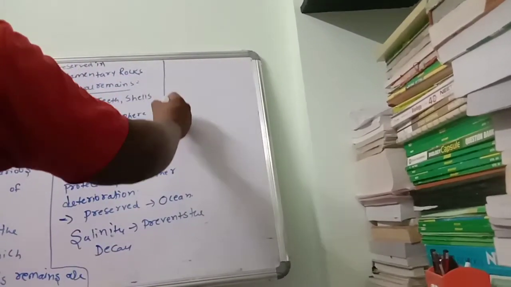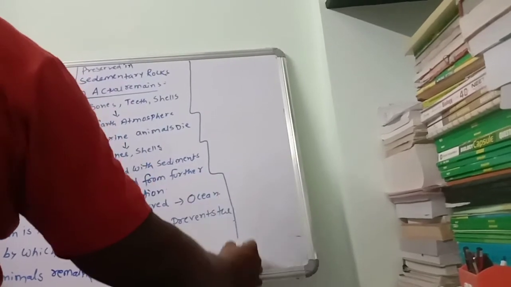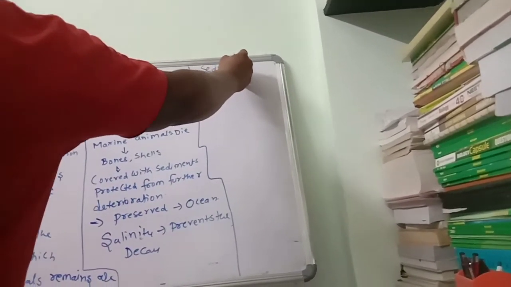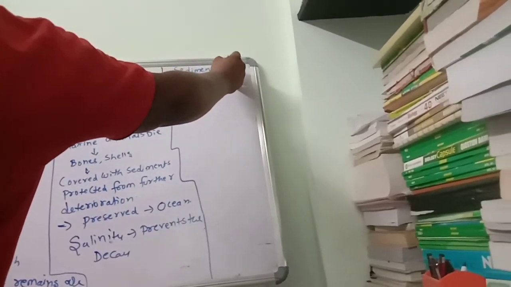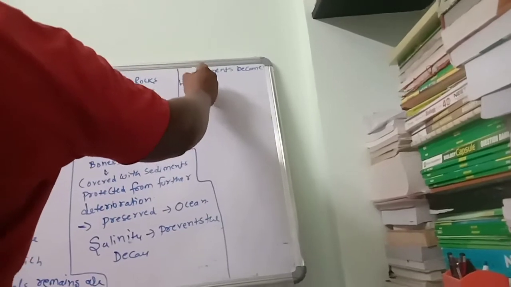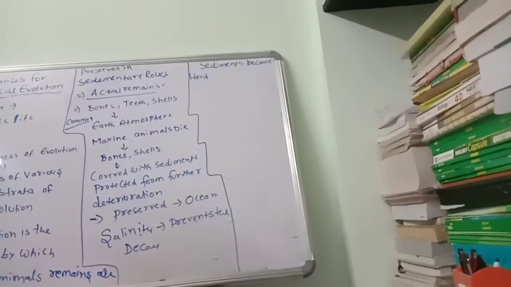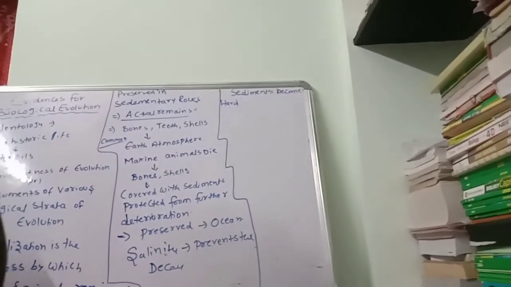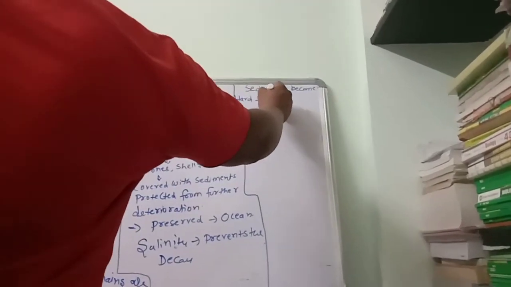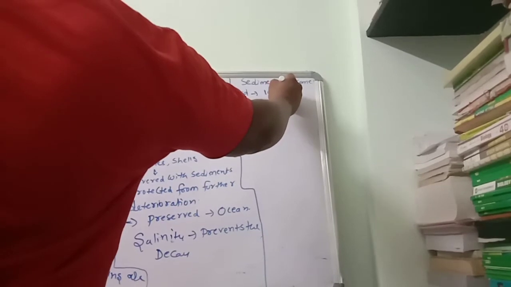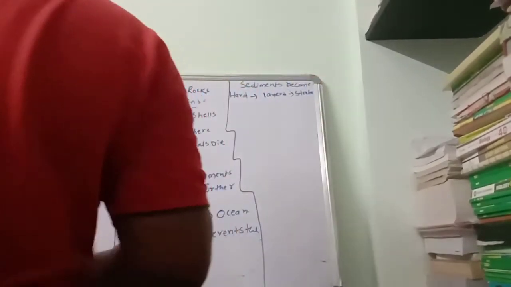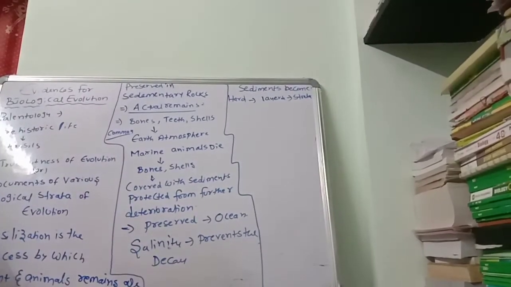What is the next one? Later, the sediments become hard. Remember this: these sediments become hard. There are definite layers, so strata will be formed, covered with the different layers and strata.